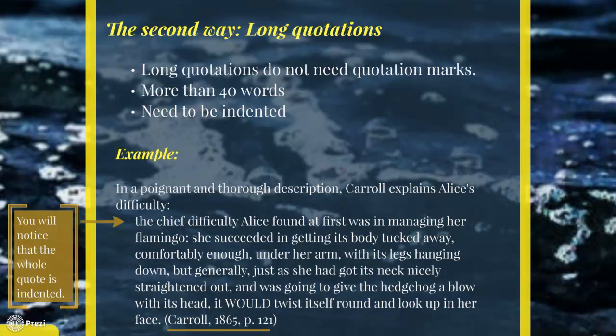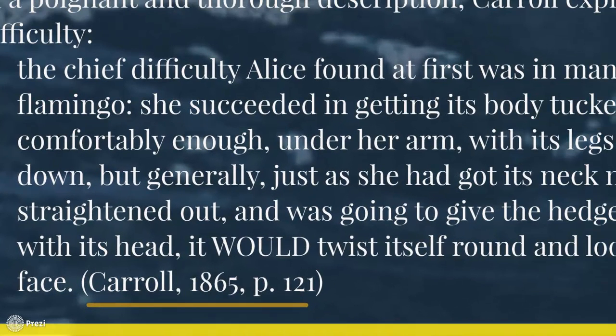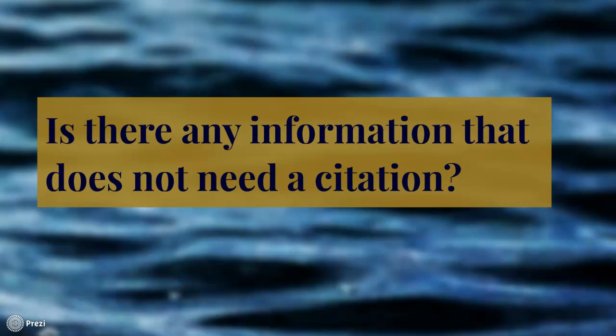Long quotations do not need quotation marks. They are more than 40 words long and they need to be indented. An example of this is: in a poignant and thorough description, Carol explains Alice's difficulty, and from this point on, the rest of the passage is a quotation. You will notice that the whole quote is indented, and that the author, date, and page number are bracketed after the quotation.